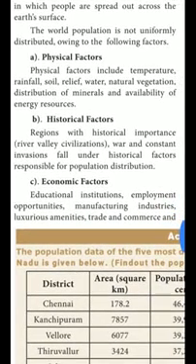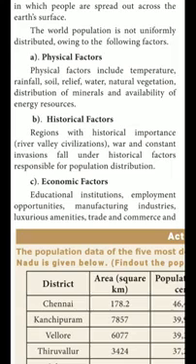Next, the third one is the economic factors. What do you know about this? Economic factors: educational institutions, employment opportunities, manufacturing industries, luxurious amenities, trade and commerce, and other facilities encourage dense population in an area. What are the economic factors? Educational institutions, employment opportunities, manufacturing industries, luxurious amenities, trade and commerce, and other facilities encourage dense population in an area.